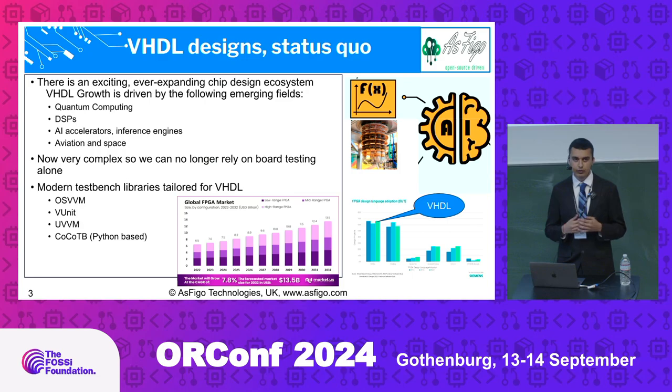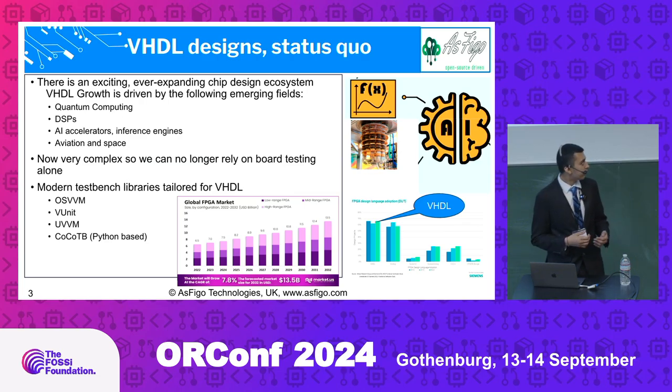Okay. So firstly, let's talk about VHDL designs. There's an exciting and ever-expanding chip design ecosystem. As you can see by this purple graph, there's an increasing trend in the global FPGA market. The forecasted market size by 2032 is estimated to be around $13.5 billion, and the market will grow at a CAGR of approximately 7.8%.